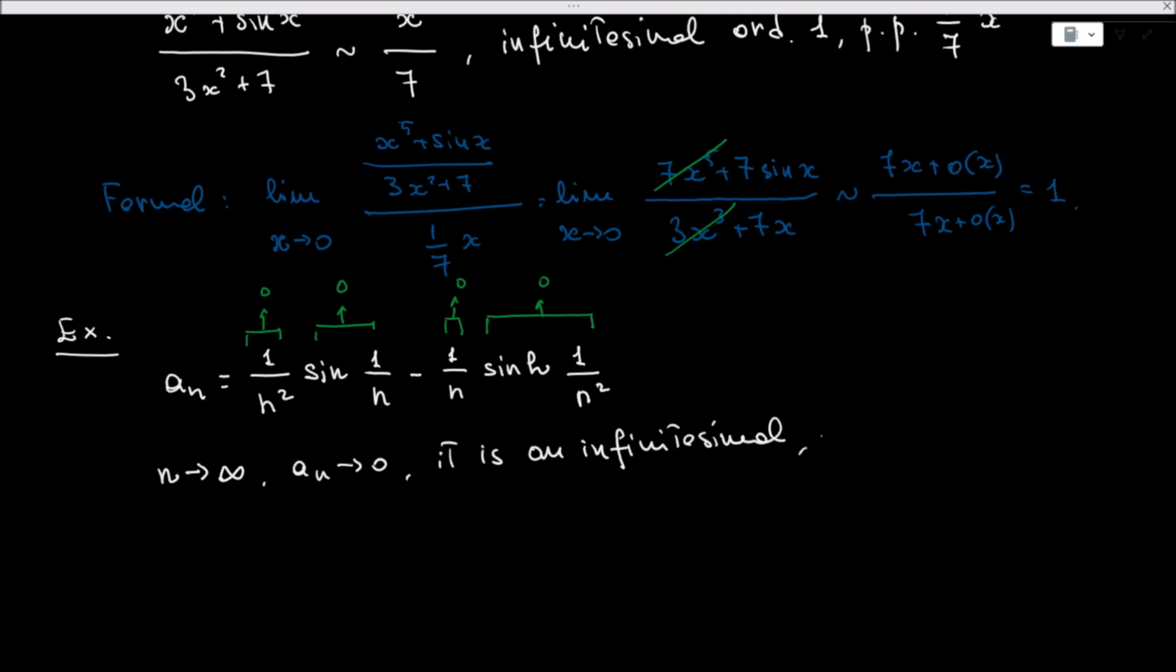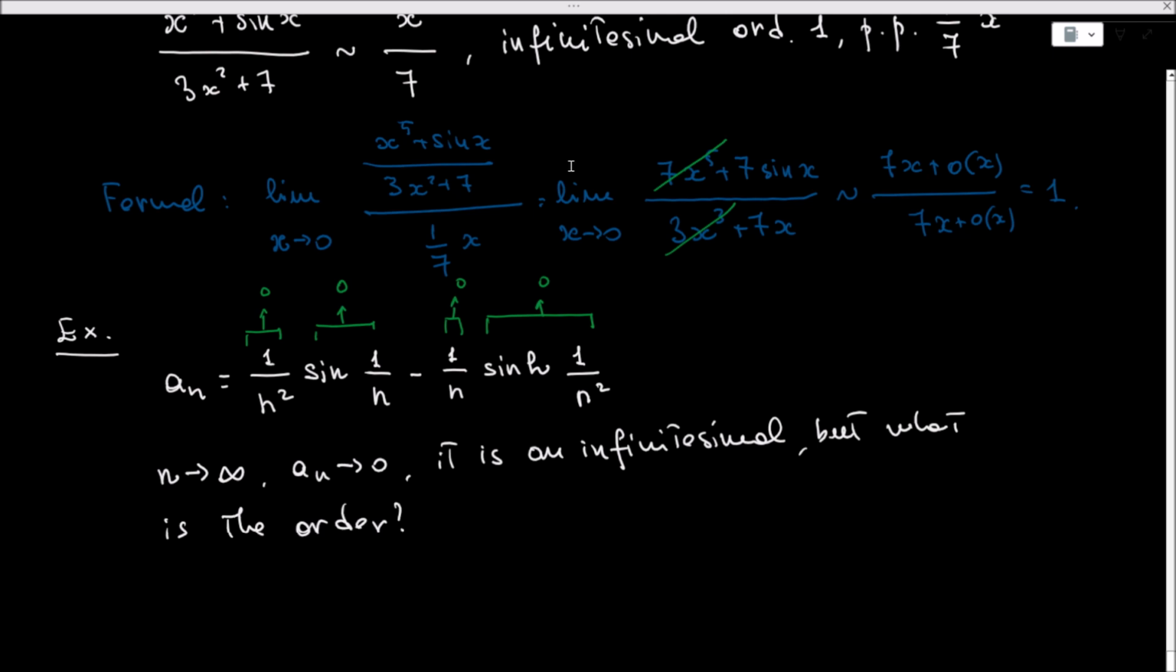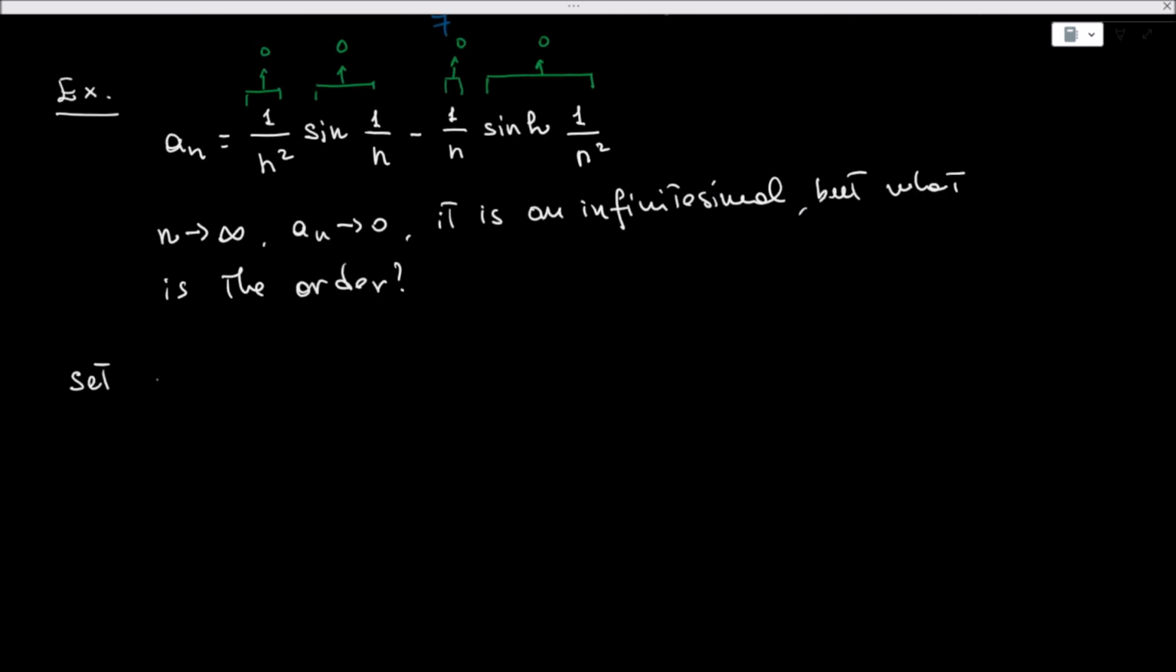So we can conclude that a_n goes to 0. So it is an infinitesimal. But what is the order? Well, we don't know that. Clearly, establishing the order means making some kind of expansion of Taylor polynomials to transform this sequence into some form of polynomial. And we know that when dealing with a sequence, the first step is to set 1 over n equal to x. Why am I saying 1 over n? Because we are dealing with infinitesimals. So when n goes to infinity, 1 over n is x that goes to 0, right?